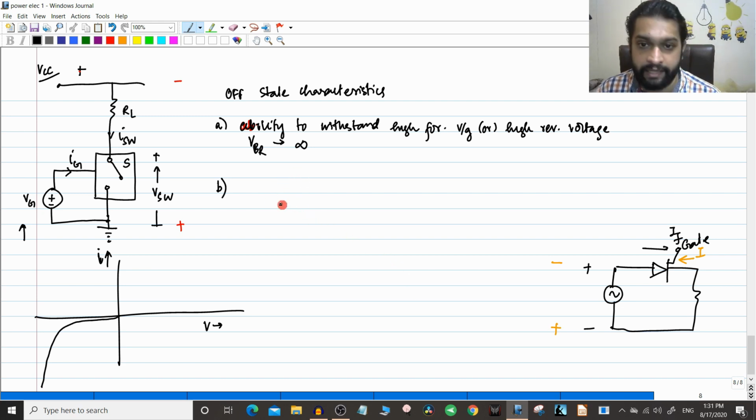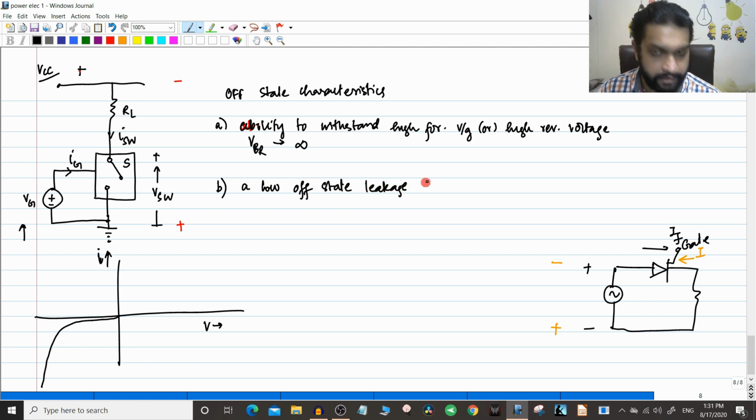So we will just write down a low off state leakage current. Okay, and what will be that value? That I off will be tending to 0. Right? That I off will be tending to 0. There should be no leakage current through the device. So that is the basic idea.